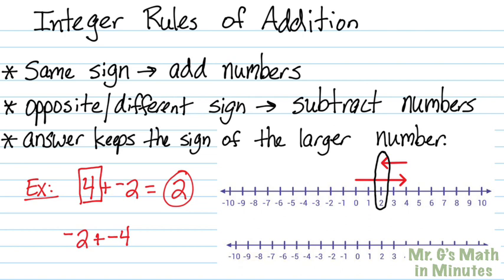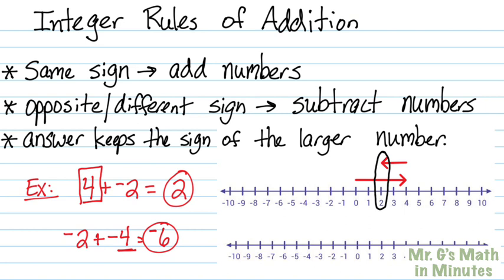Then with the next problem, we've got a negative and a negative. So that means rather than subtract these numbers, we're going to be adding these numbers together. So 2 plus 4 is 6. Again, our bigger number is 4, and it's negative, so our answer is going to be a negative. So our answer here is negative 6.